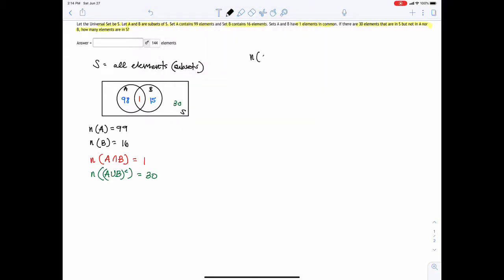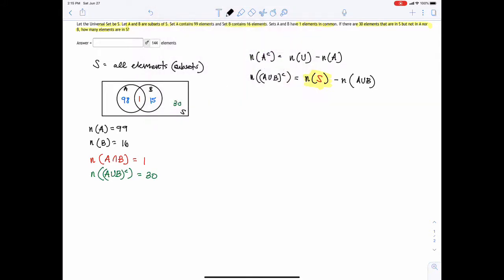But if you wanted to use some formulas, we could use the formulas given in the textbook that n of A complement is equal to the number of elements in the universe minus the number of elements in that set. So if I have the number of elements in A union B complement, which was given, then that's just the number of elements in U minus the number of elements in A union B. Okay, so in this case, I'm looking for the number of elements in U, which is really S. Right? I should rewrite that.